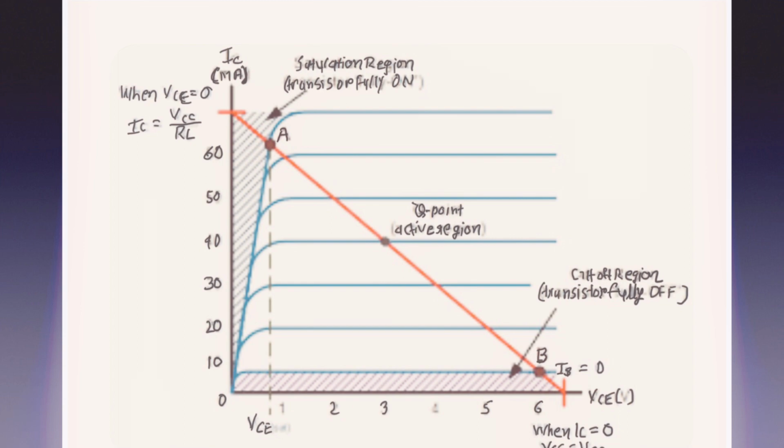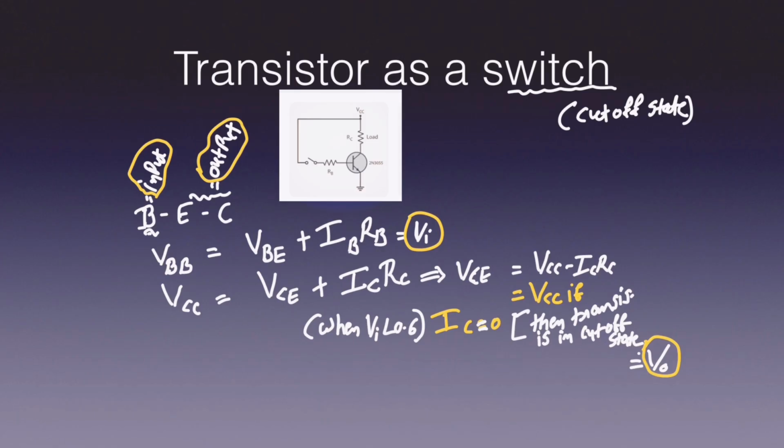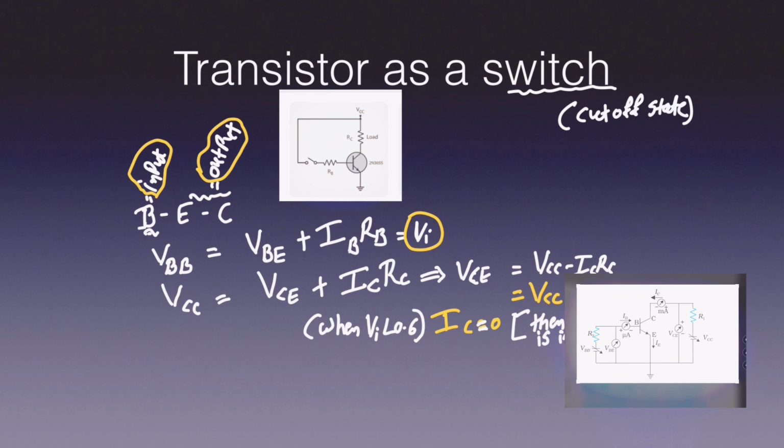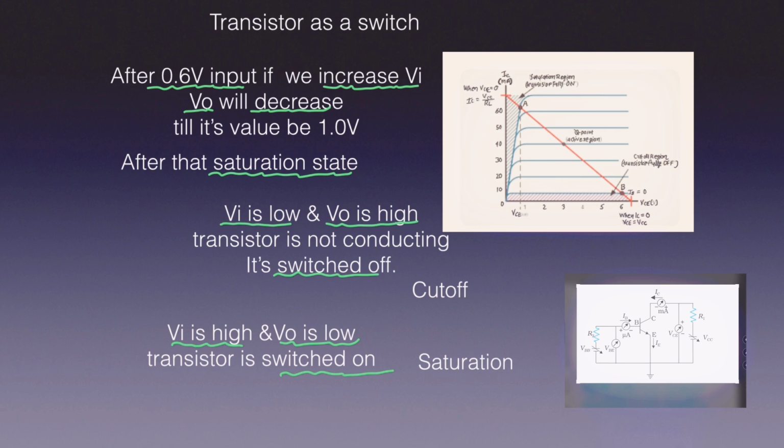IC is equal to 0 when Vi is less than 0.6. Then IC will be almost 0, so the transistor will be in cutoff state. So do remember that we are taking input voltage and we get output voltage, and we are applying Kirchhoff's law, and we are applying the formula V is equal to IR. We observe that after 0.6 volt, if we increase Vi, VO will decrease till its value becomes 1.0 volt. And after that, the transistor is in saturation state.